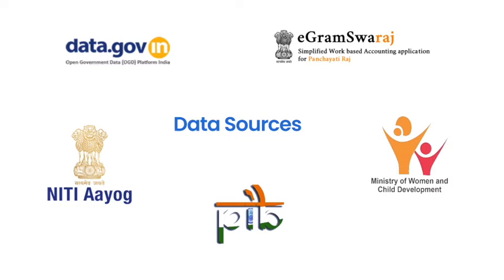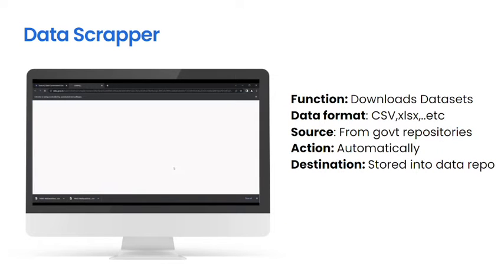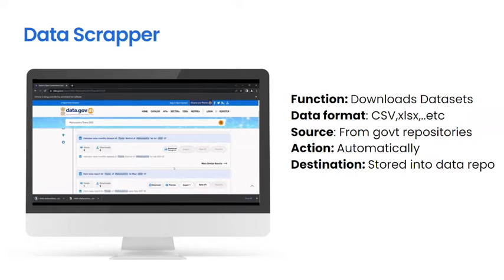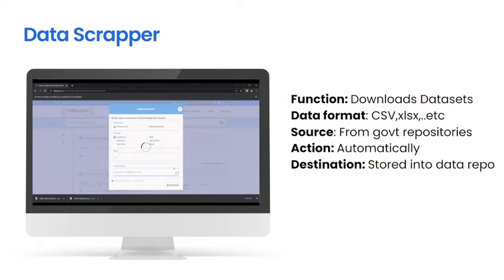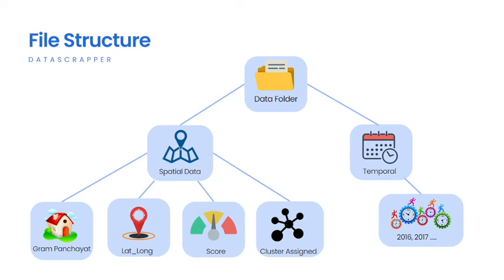So in order to do this, we found some interesting data sources, mainly from data.gov.in. Then we designed a data scraper that would actually automate the task of downloading this data for us from these data sources. And then we arranged all the data into a file hierarchy as it's been shown here. Mainly there were two classes: one was spatial data and the other temporal.